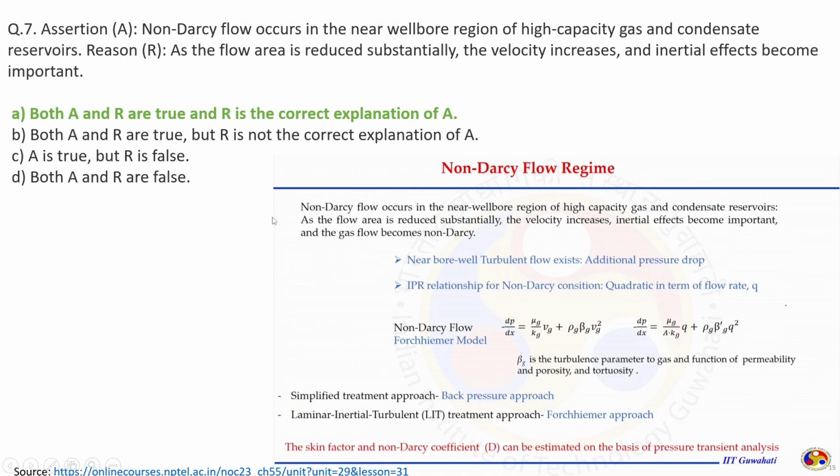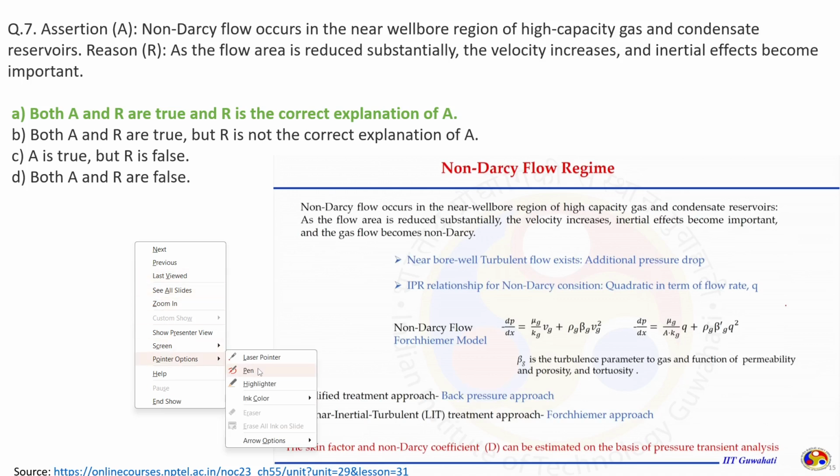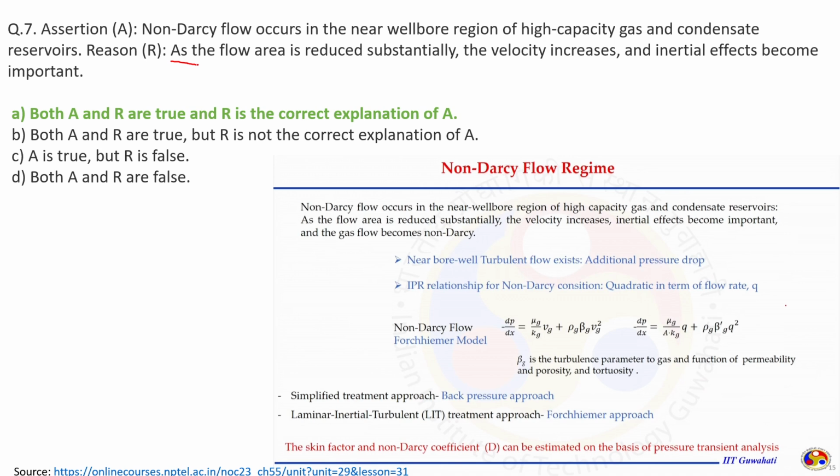Because the non-Darcy flow occurs in the near-wellbore region of high-capacity gas and condensate reservoirs, and as the flow area is reduced substantially, the velocity increases, inertial effects become important, and the gas flow becomes non-Darcy. So this was the statement which sir taught us in the class. So option A is the correct one: for the given statement, the main reason why it is becoming non-Darcy flow is the reason that is given here. So both A and R are true and R is the correct explanation of A. Okay.